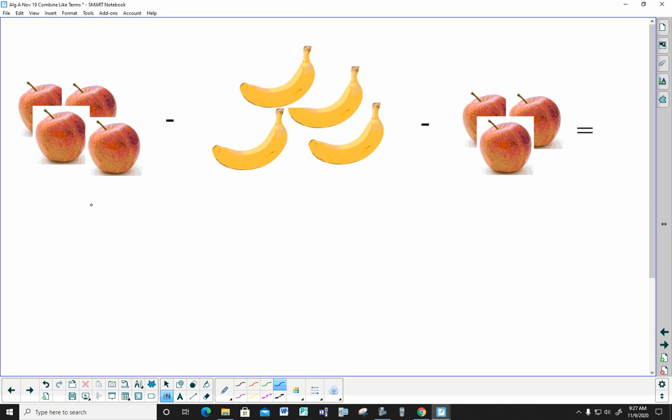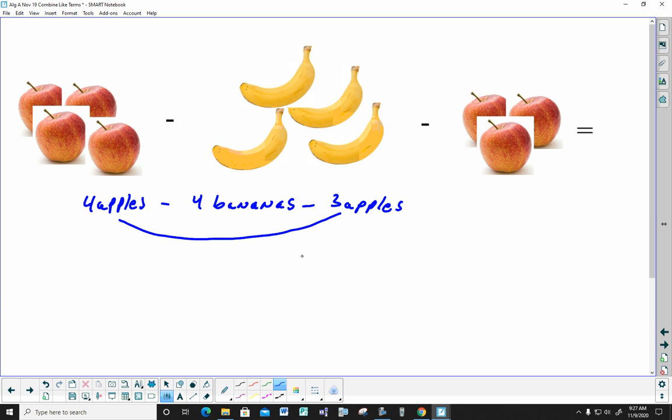So something like this, 4 apples minus 4 bananas minus 3 apples, that we have subtraction with everything now, it's okay. You're just subtracting the 4 bananas, but it can't combine with these apples. Only the apples can combine with the apples. So I'd have 1 apple minus 4 bananas.